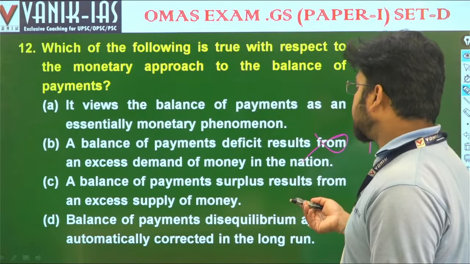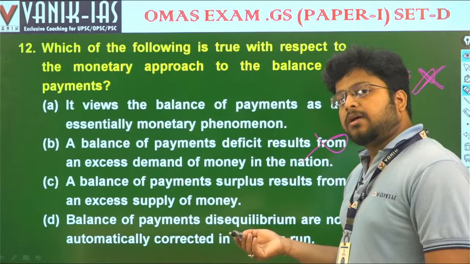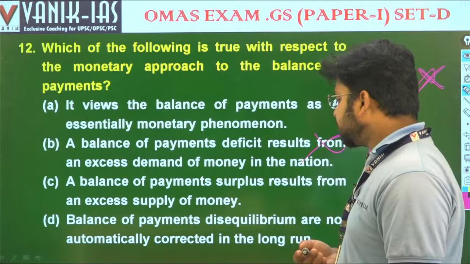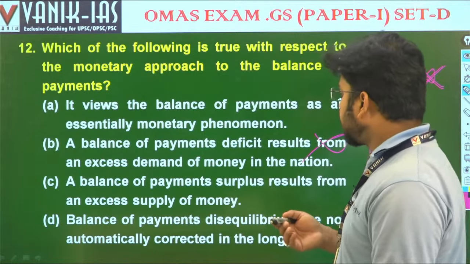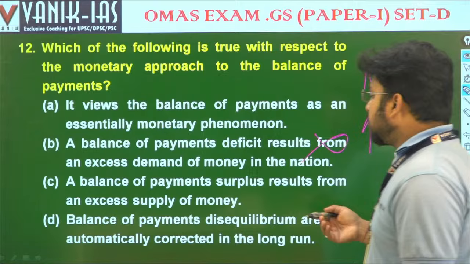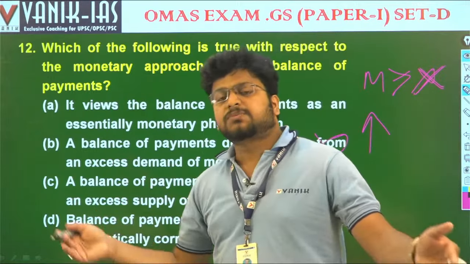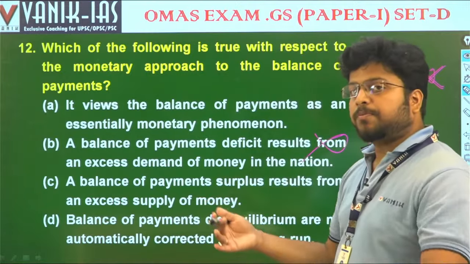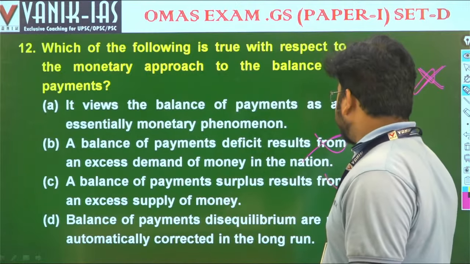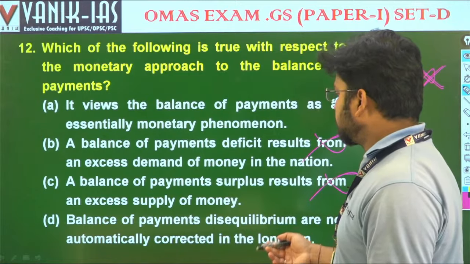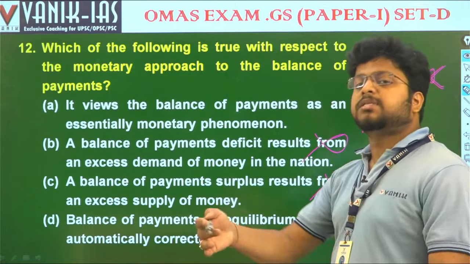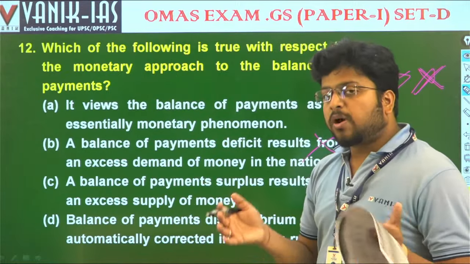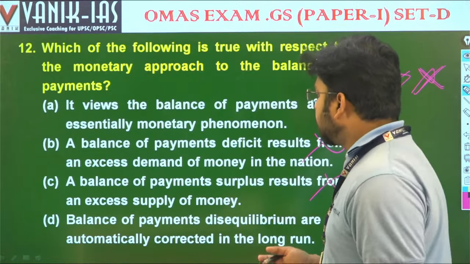Balance of payment surplus results from excess supply of money, which makes the rupee weak. No. A balance of payment surplus means exports are more, not that money supply is more. Exports need to be more. So it is wrong, this is not the result. Just increasing the money supply in the market does not mean exports will increase. To increase exports, we need quality goods, and markets.